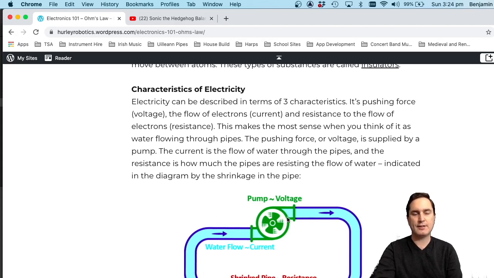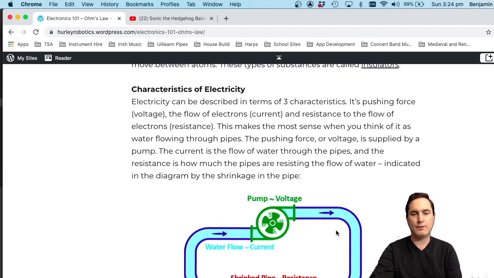And in electronics, we call our pump our voltage. You might have heard of voltage as in a 9-volt battery, or other batteries might be 1.5 volts. Most little batteries you put in a remote control or things like that are 1.5 volts. Little disc batteries that go in toys and watches and things are often 3 volts or 3.3 volts. Car batteries are usually 12 volts.